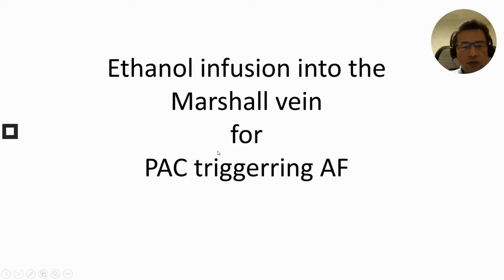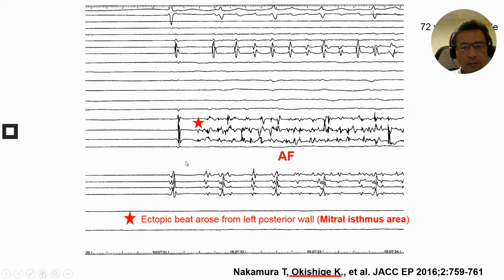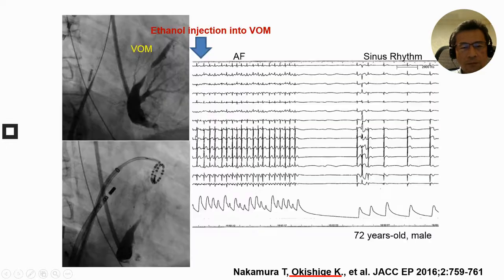Let me introduce other interesting cases. PAC triggered from the Marshall vein area. As shown here, we infuse ethanol into the Marshall vein. After infusion of the ethanol into the Marshall vein, AFib also could be terminated, as shown here, and the sinus rhythm resumed.